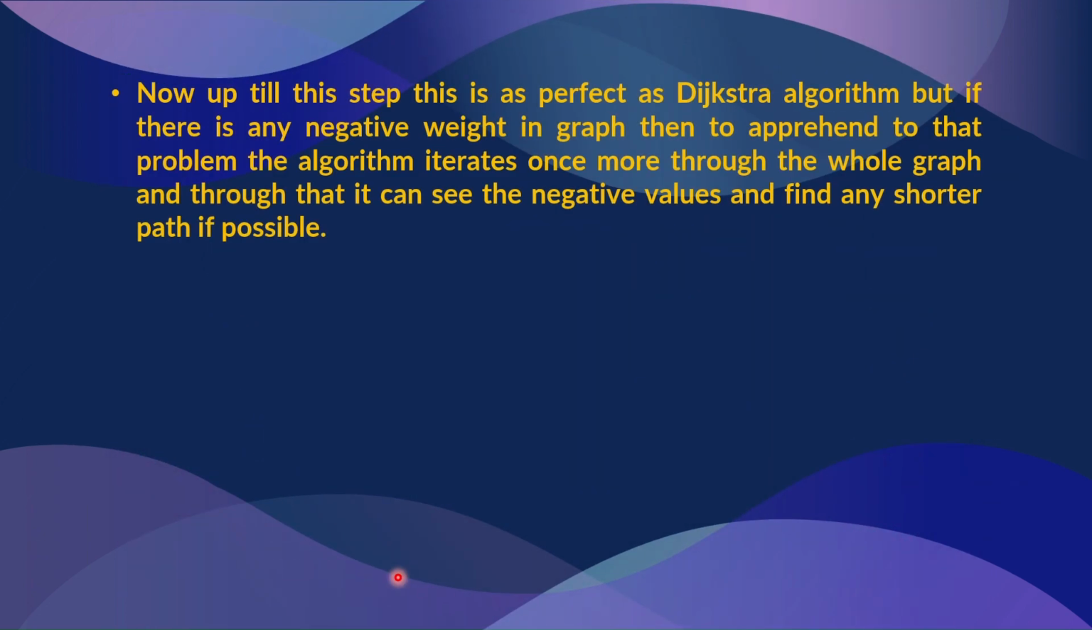Now here, up to this point, this is as perfect as the A-star algorithm. But what if there is a negative weight included in the graph? So the Bellman-Ford algorithm uses one more method, which is to traverse the whole graph and iterate once more to see if there are any negative weights in the graph, and if there are, use them to find any shorter path if possible.